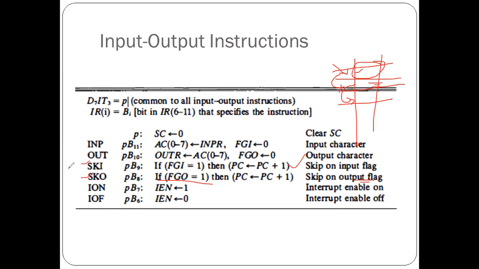Next is interrupt enable flag 1. These two instructions will set or reset the interrupt enable flip-flop. IEN is nothing but the interrupt enable flip-flop, and it will be set or reset. So what is the need of IEN, the interrupt enable flip-flop? Let us see its need with respect to interrupt.